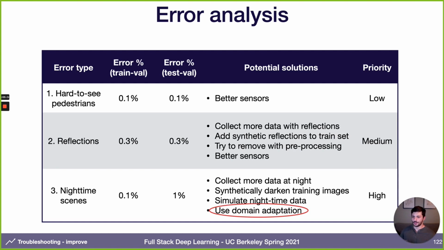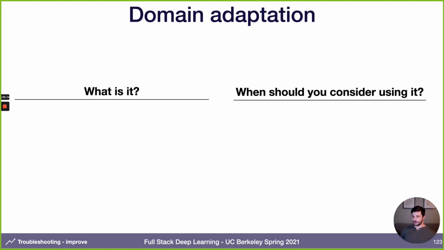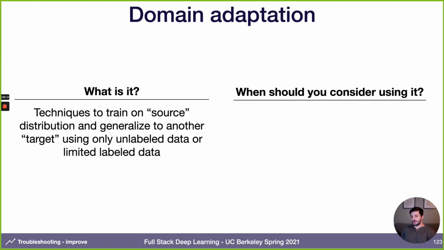Okay, so let's drill in a little bit on this last thing, domain adaptation. So what is domain adaptation? Domain adaptation is a class of techniques, and there's many techniques that fall in this category, but they generally try to train on some source distribution and then generalize to a target distribution that you want to perform well on, using only unlabeled data from the target distribution, or maybe some limited amount of labeled data from the target distribution. And so when should you actually consider using this?